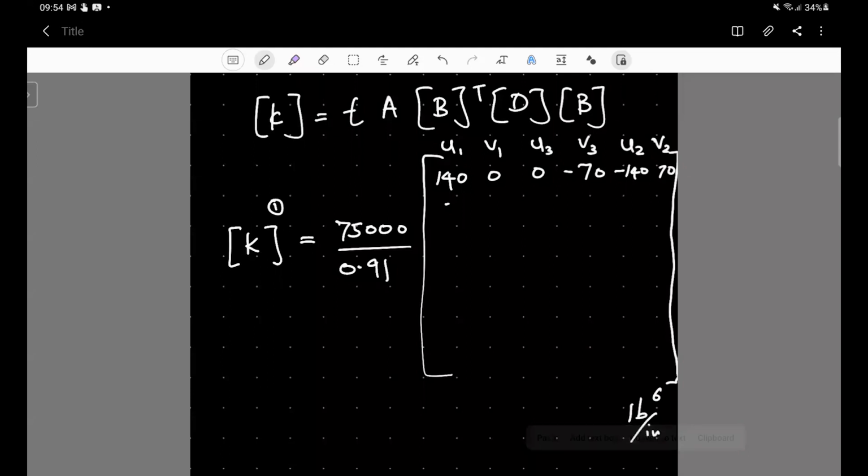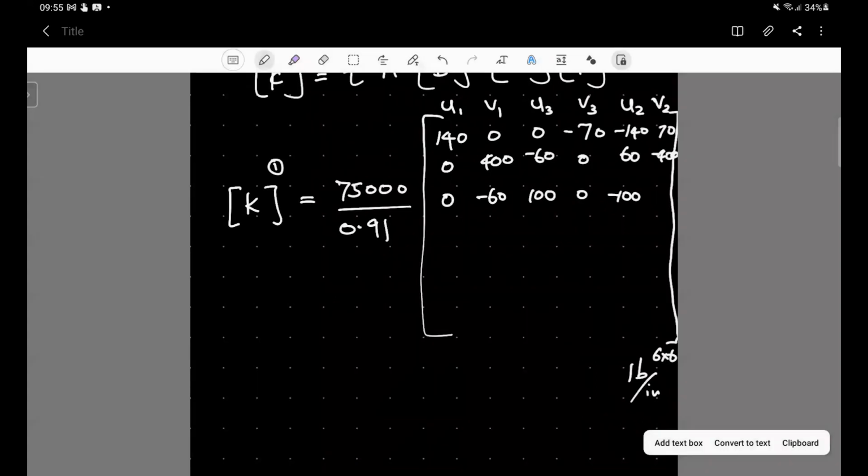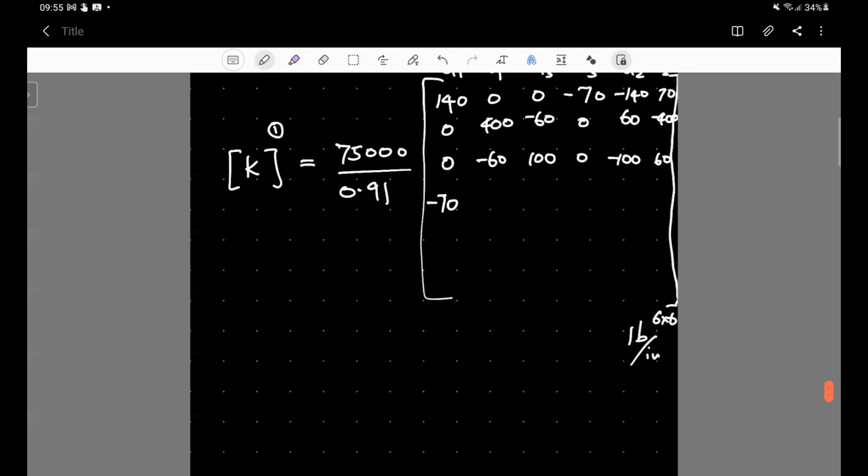So this is a 6 by 6 matrix. The second row, this is 400, yeah. Third row, 60, 100, 0, minus 100, 60, minus 70.